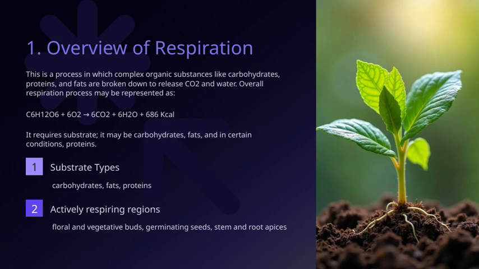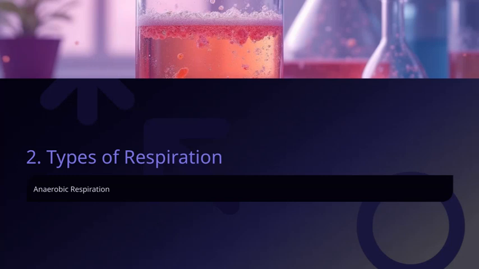So, in summary, respiration is vital because it provides the energy necessary for plant growth, maintenance, and development, especially in those actively growing regions we just discussed. Let's take a closer look at anaerobic respiration. This process kicks in when oxygen is scarce or unavailable, and cells still need to produce energy. It's one of the key types of respiration, alongside aerobic respiration.